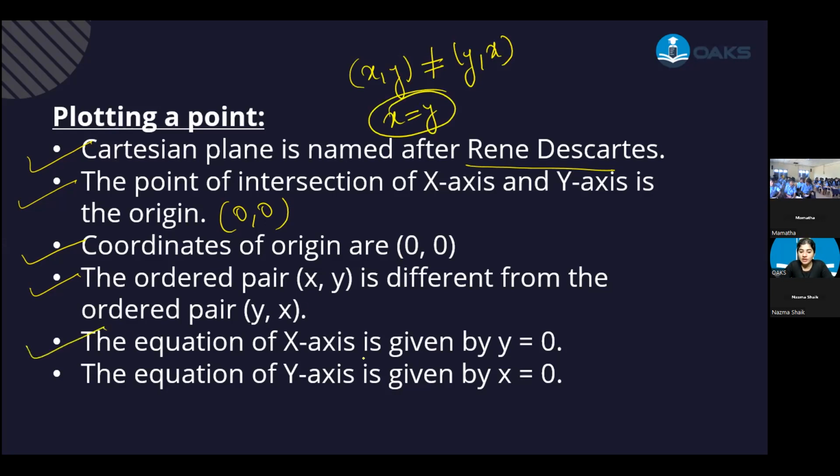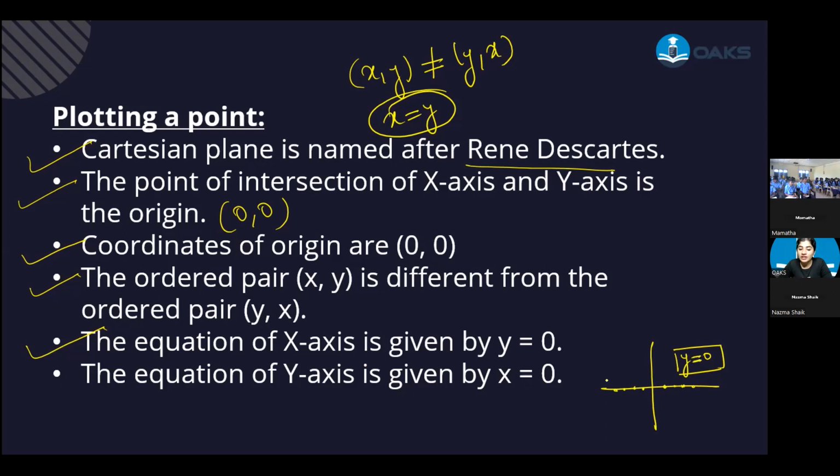Now, the equation of the x-axis is given by y is equal to 0. Everybody remember, when we are plotting points here, this point is (1, 0), this is (2, 0), this is (3, 0), which means y is equal to 0 on the x-axis. Do you understand this point? You have learned about linear equations, right? So the points which are on the x-axis are denoted by the line y is equal to 0.